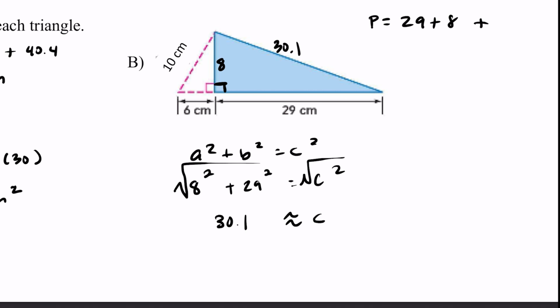Okay, so 29 plus 8 plus 30.1. Add them all up. You should get 67.1 centimeters.